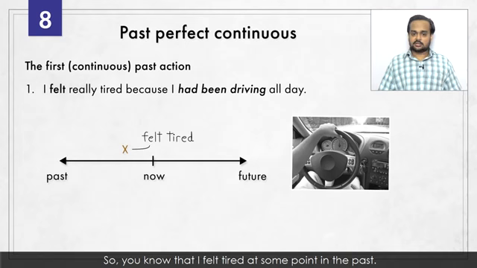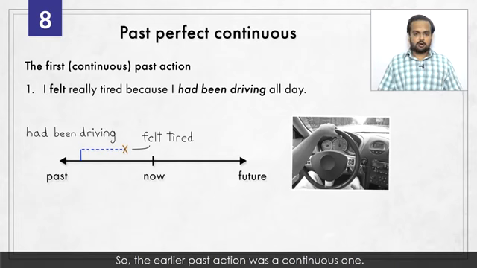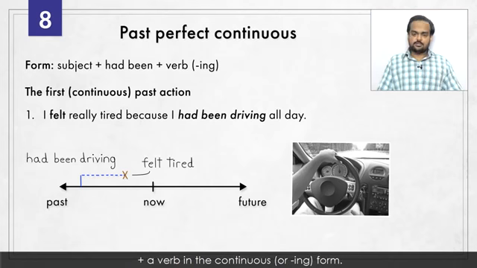So you know that I felt tired at some point in the past. And that was because before that, I had been driving that entire day. So the earlier past action was a continuous one. We make this tense with a subject plus had been plus a verb in the continuous or ing form.